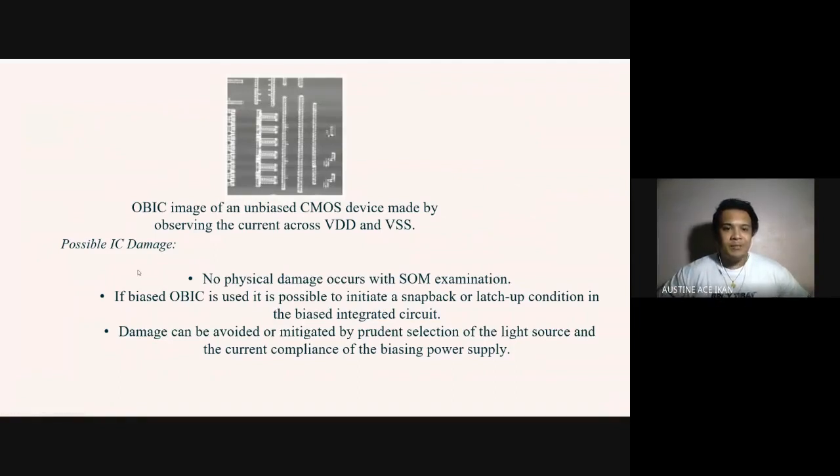Next one is the OBIC image of an unbiased CMOS device made by observing the current of VDD and VSS. So for the possible IC damage, no physical damage occurs with an SOM examination. But if a bias of VDD is used, it is also possible to initiate a snapback or latch up condition in the biased integrated circuit. And also the damage can be avoided or mitigated by prudent selection of the light source and the current compliance of the biasing power supply.